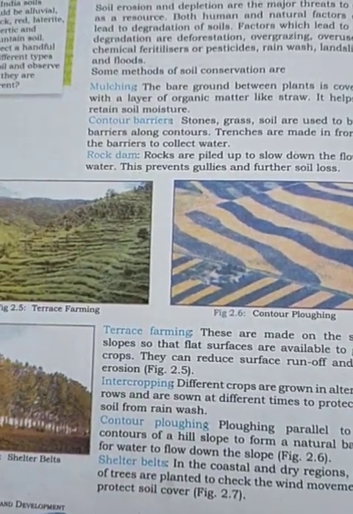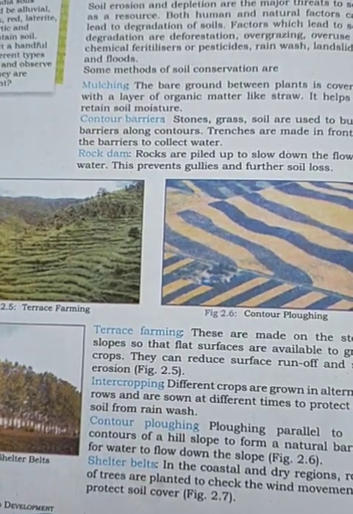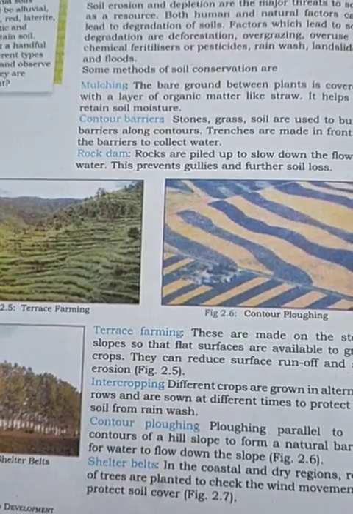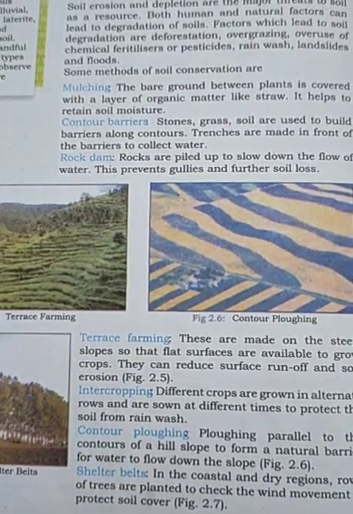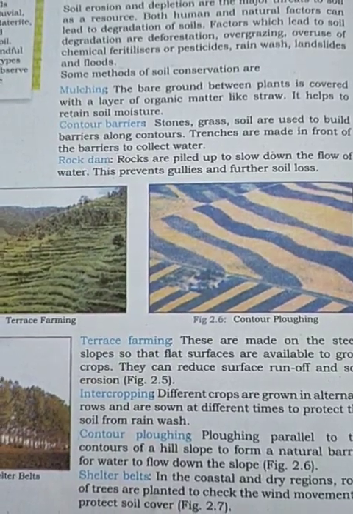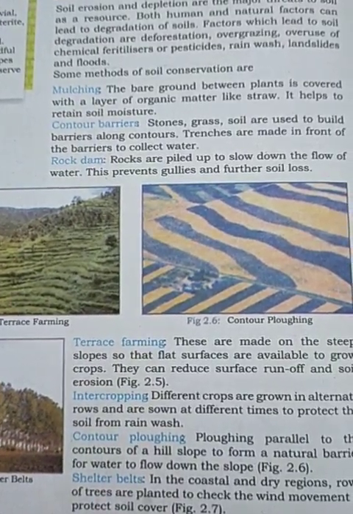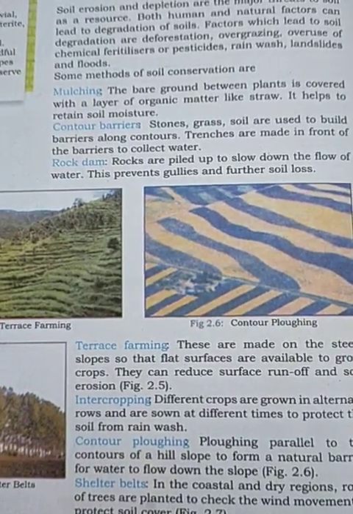Okay, so today we will continue the chapter of geography. In the last class we had completed till degradation of soil of chapter 2. So today we will continue it. Today we will start with the methods of soil erosion. Methods of soil erosion.